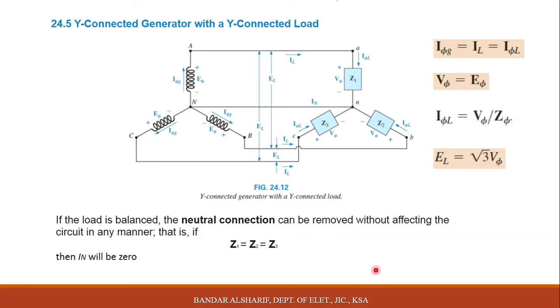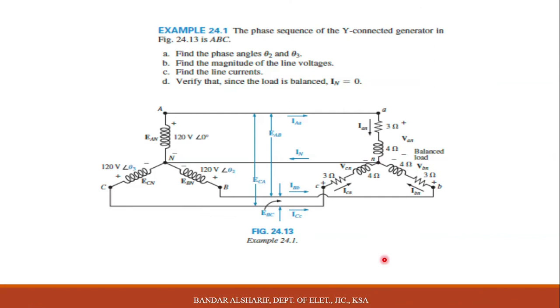Let us take an example. Example 24.1: the phase sequence of the Y connected generator in figure 24.13 is ABC. Part A, find the phase angles theta 2 and theta 3. This is theta 2, and this is theta 3. Then find the magnitude of the line voltages. This is the line voltage, we need to find its magnitude.